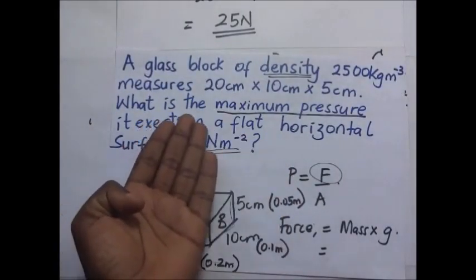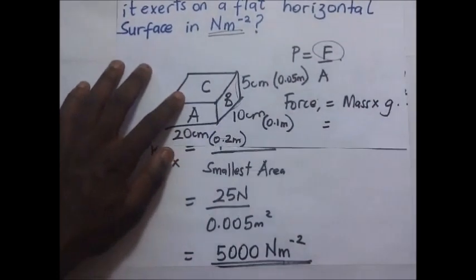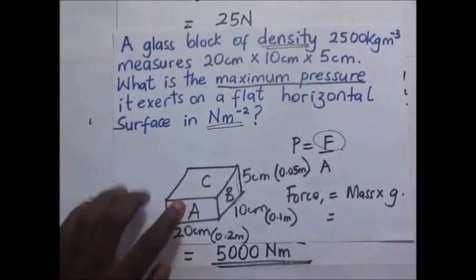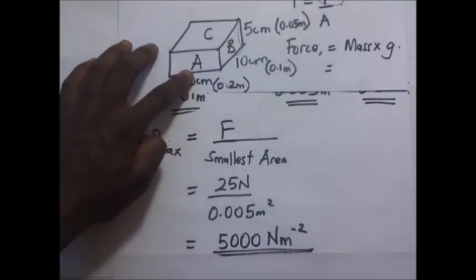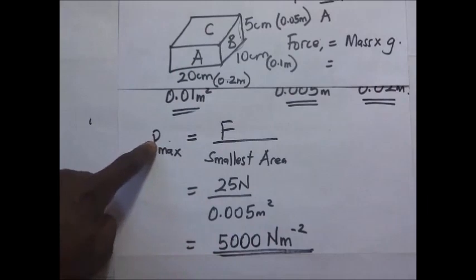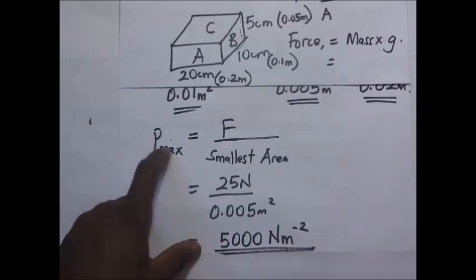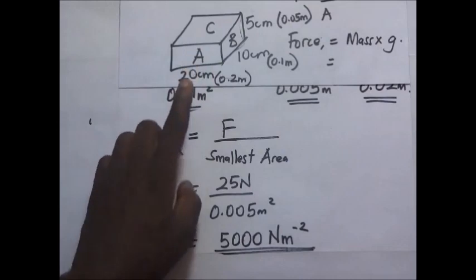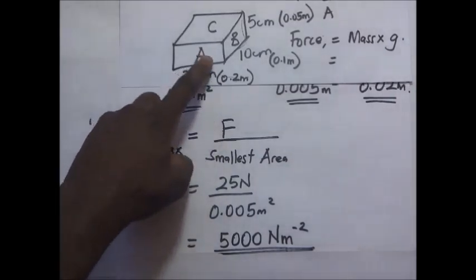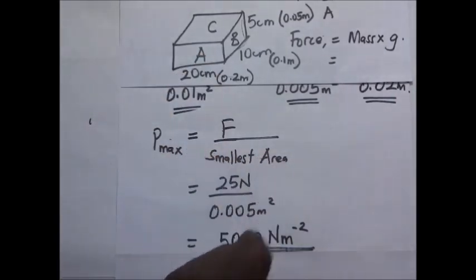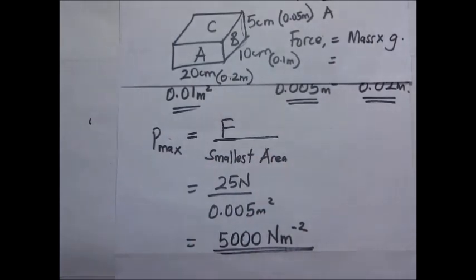The question is requiring us to find the maximum pressure. Now if they required us to find the minimum pressure exerted by these faces, it would mean that we are supposed to look out for the biggest area. So to find the minimum pressure exerted by this cuboid, if one of its faces is to go into contact with the table or with the surface, it would still be the same force exerted by that, divided by the biggest area. And the least pressure, if you had to calculate, would be 1250.